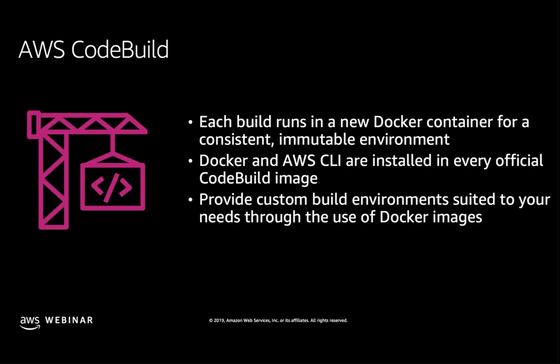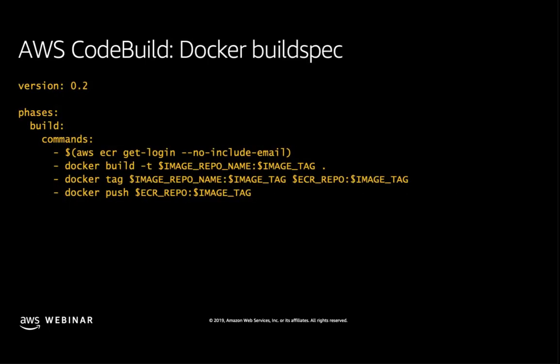So let's take a look at what a CodeBuild project looks like for both building a Docker container and for deploying with EKS. So this is a buildspec.yaml file. And in this case, what we're doing here is we are logging into our ECR repository, building a Docker container, tagging that Docker container, and pushing it to the repository. So if I had this as my buildspec file, my CodeBuild project would create a Docker container and push it to the ECR repo.